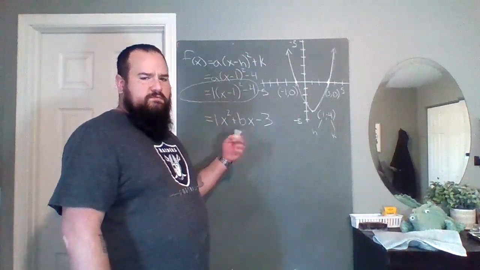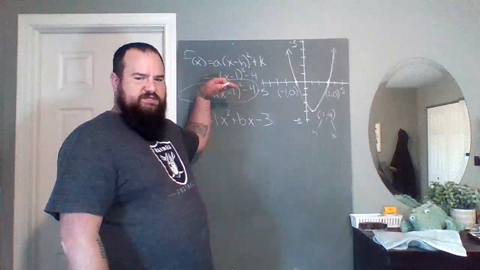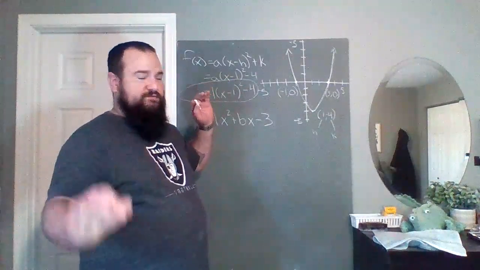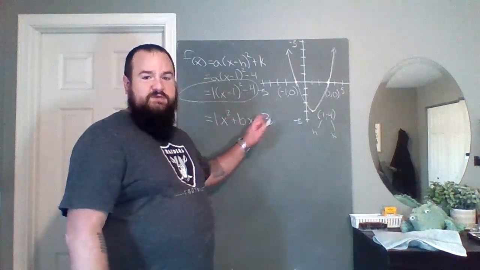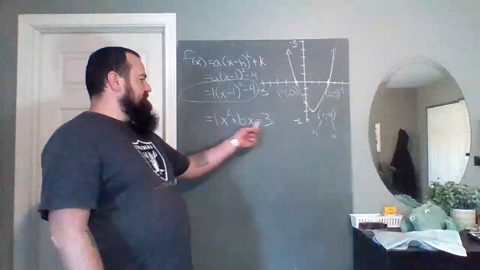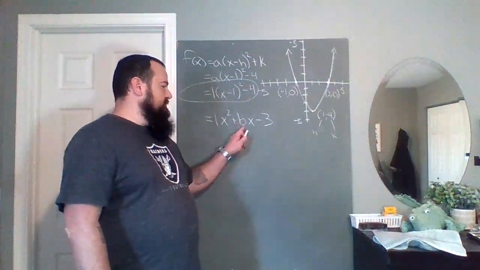Now, you might be wondering, hey, wait, we were going from vertex form to standard form. We've multiplied that out in the past. That's what we did. And that absolutely works perfectly fine. I'm just kind of showing you another way, using the graph to use what we have. And then, now I have another equation with one unknown.